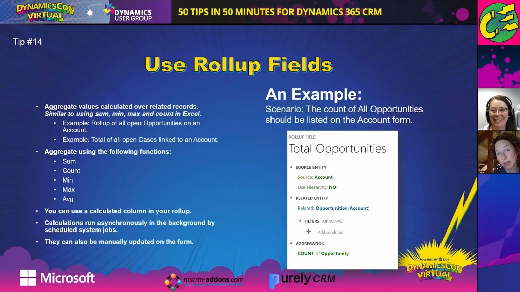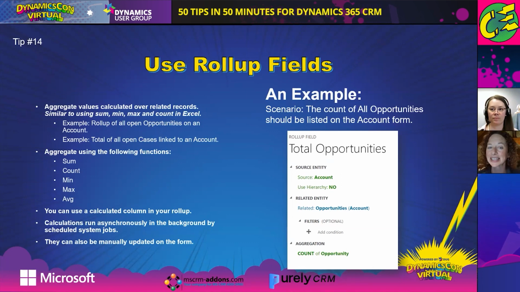Another cool field is a roll-up field. A roll-up field is a way to aggregate values calculated over related records. So this is like using sum, min, max, and count in Excel. So some really good examples that we implement a lot are like, what is a roll-up of all open opportunities on an account? And then I can use that column as a view on my account table. So my users and management and anyone else in the system can see at a quick glance like what that value is. So again, you can use that for sum, count, min, max, or average. Those are your options on a roll-up field.